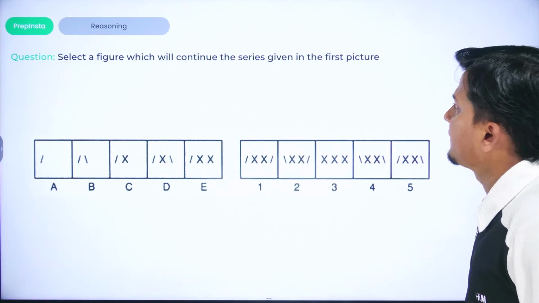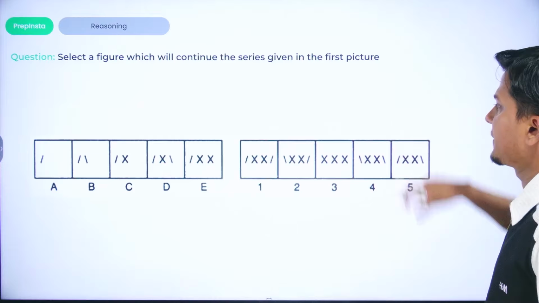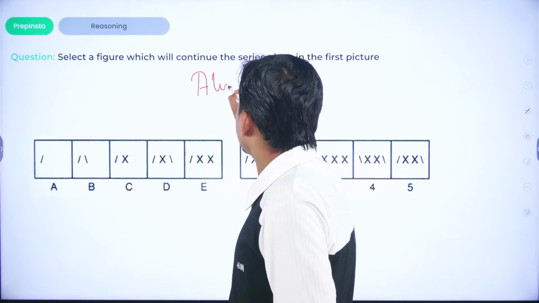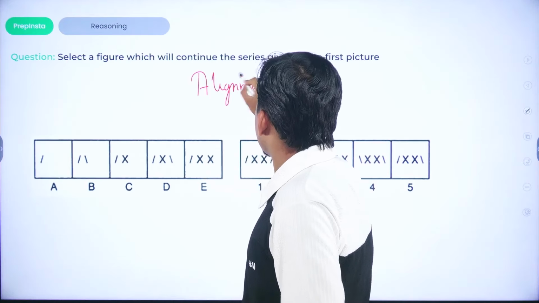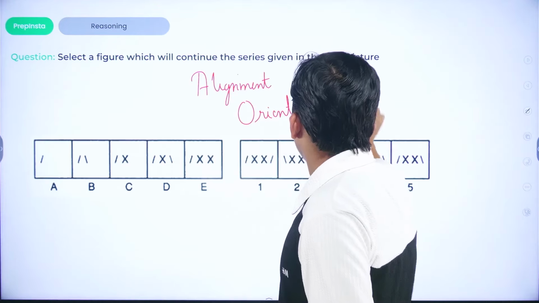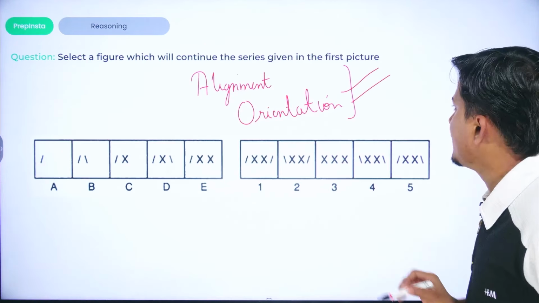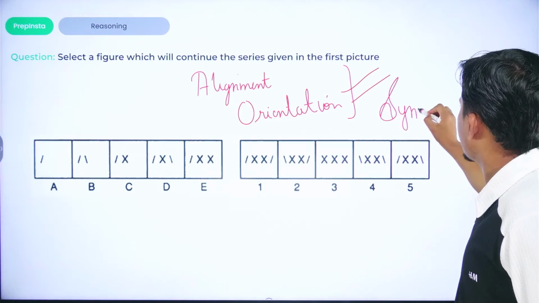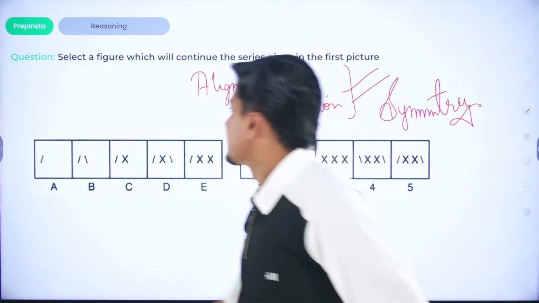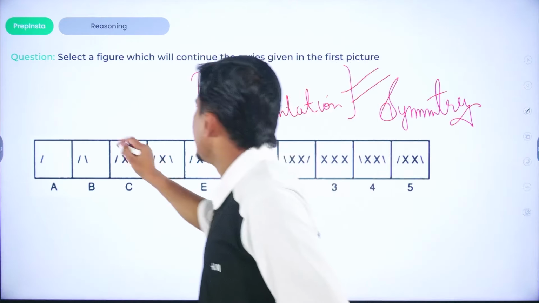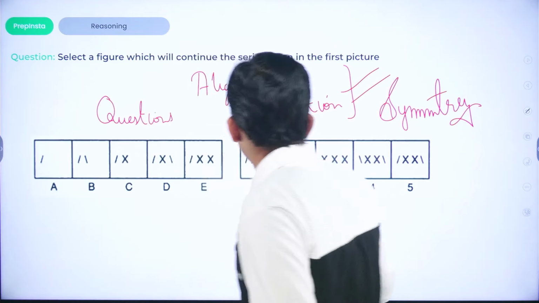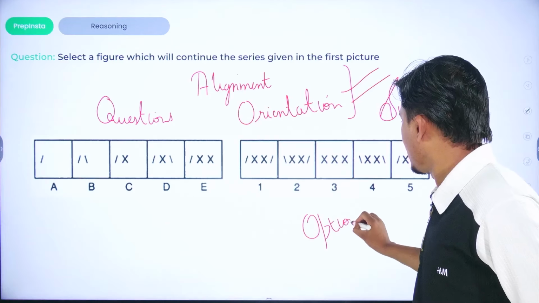Next question: select a figure which will continue the series given in the first picture. All you need to check are two things: first alignment, and second the orientation of the particular figures or the lines. So just consider alignment and orientation and check the symmetry. Okay, done. So here we have the problem statement, or the question statement, and these are all the options.